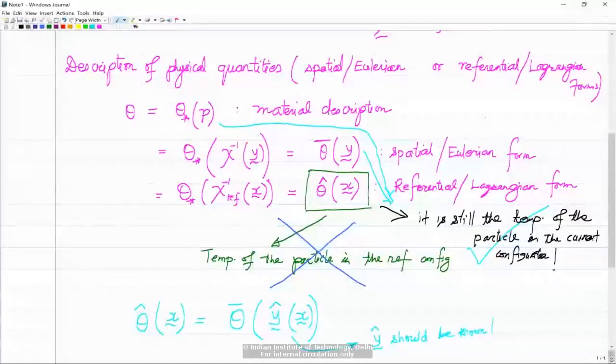So somebody is asking, is theta star a configuration? No, theta star is not a configuration. Configuration is only when it is giving you the location of the particle. By configuration, we mean the position of the body, not temperature. I hope I have cleared your doubts.